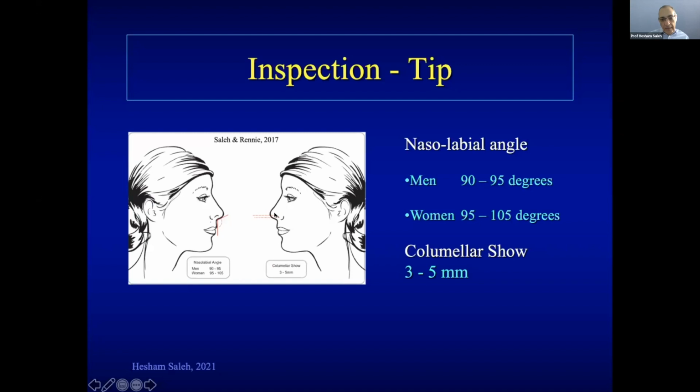Columella show is that distance when you put a line through the anterior vestibule here and the one posterior part of the vestibule, 3 to 5 millimeters.